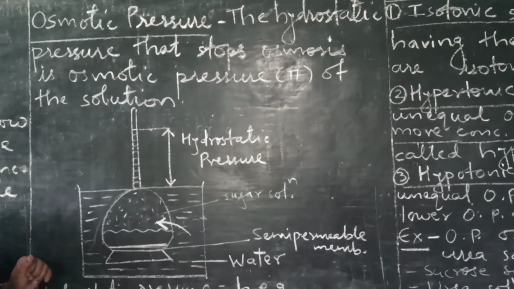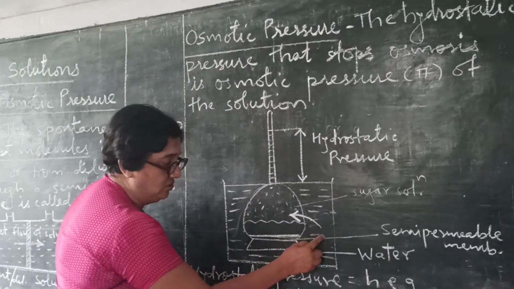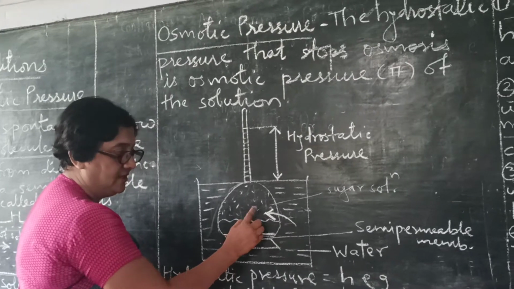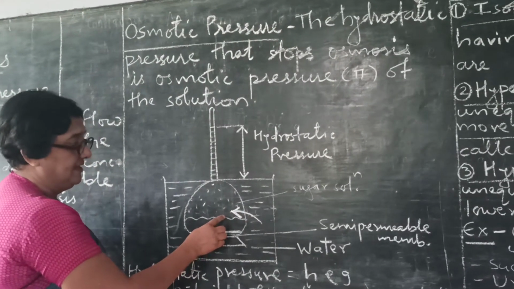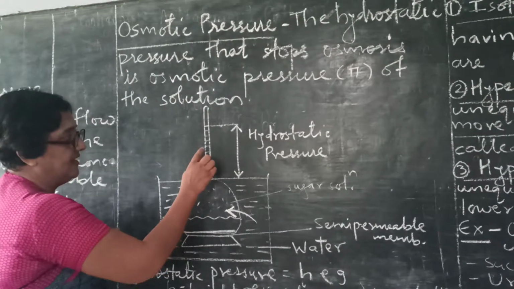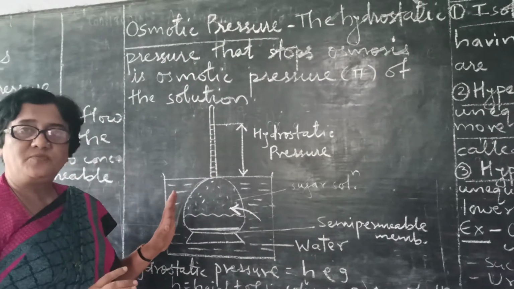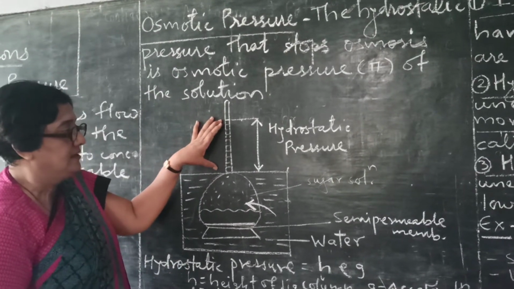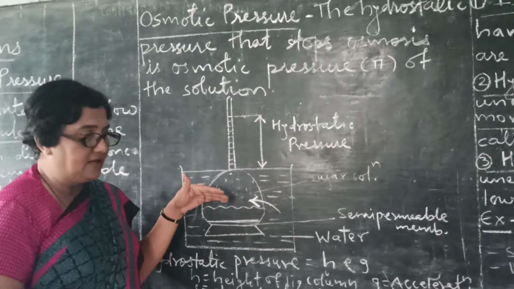Now what happens? The osmosis process starts. What is the osmosis? From dilute to concentrated, meaning from water to the sugar solution. The solvent molecules pass through the semi-permeable membrane. Naturally, the level of this sugar solution rises in this column, and after some time the process of osmosis just stops. That height of the column is the osmotic pressure that stops the osmosis.